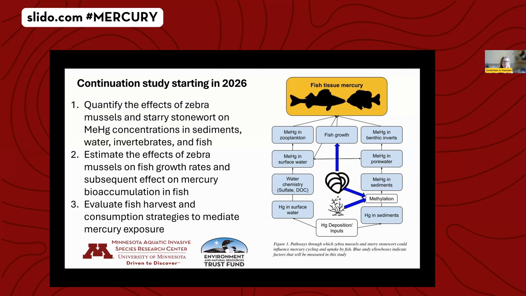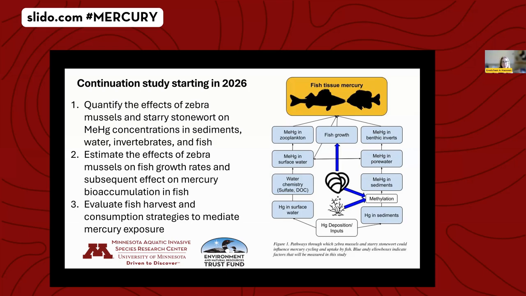Is it more about food webs? Is it more about lack of oxygen in the sediments causing more methylation? Is it something to do with fish growth rates, which we haven't talked about much today, but is a driver of fish tissue mercury, how fast they grow. And so if zebra mussels influence fish growth rates, that might be part of the picture too.